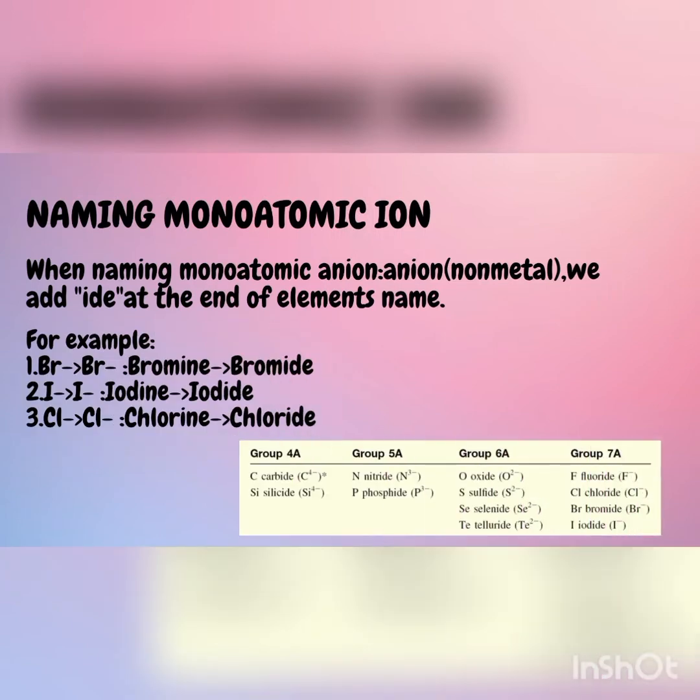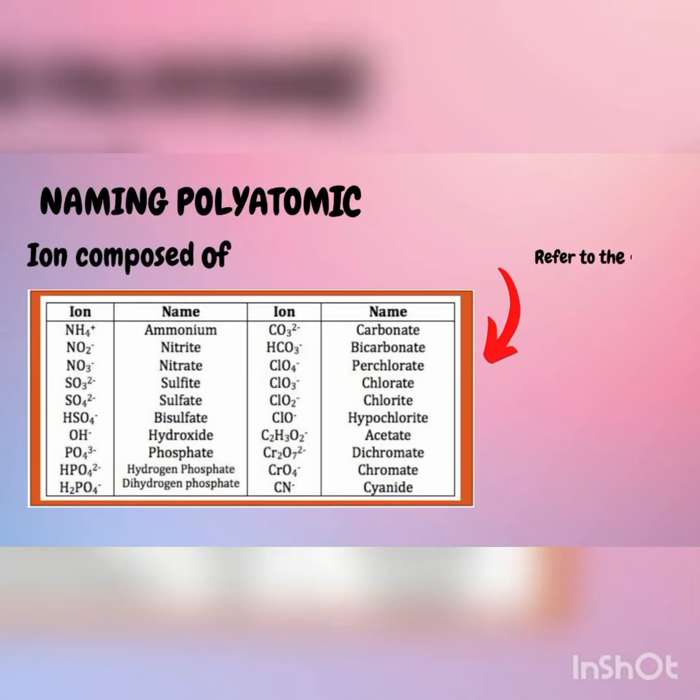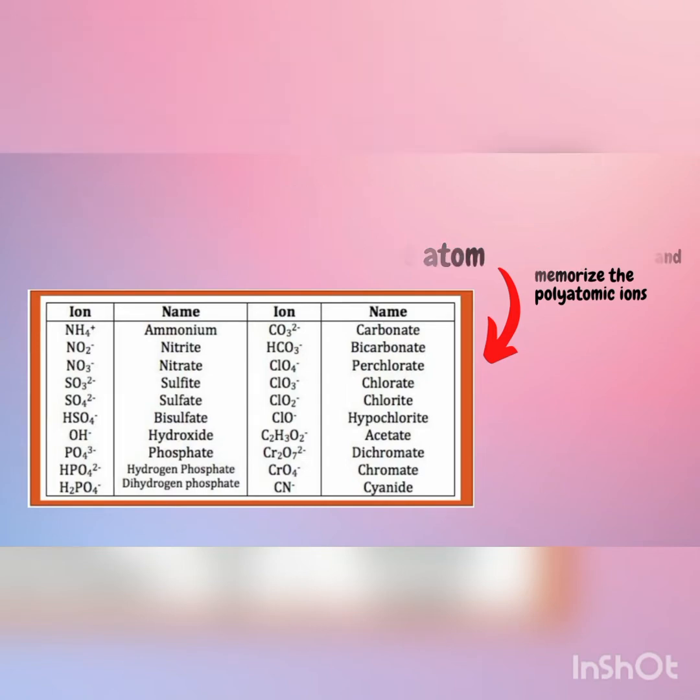When naming a monoatomic anion, or nonmetal, we add -ide at the end of the element's name. Look at the example and group below. Polyatomic ions are ions composed of more than one atom. For naming polyatomic ions, we have to refer to the list and memorize the polyatomic ions.